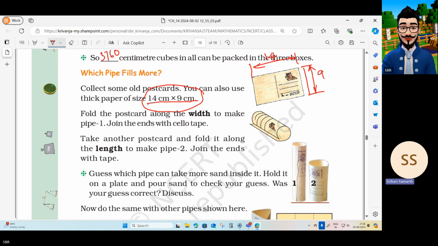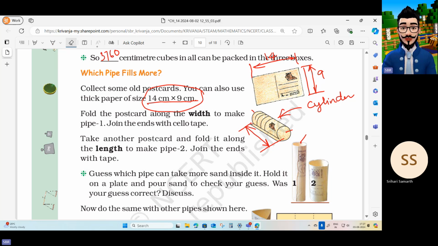Fold the postcard along the width to make pipe 1. Join the ends with sellotape. Now, you understood this question, right? Now what is this length? Length of the cylinder. First of all, tell me what shape it makes. It makes an open cylinder. Very good. Why open? Because the top and bottom sides are open.